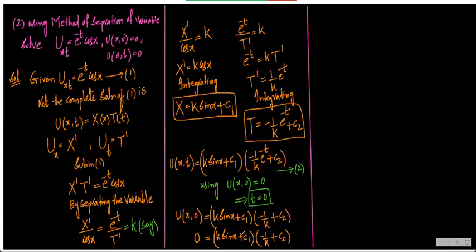But I want to say that this term will not be 0. Why? Because if this term is 0, then x will become 0, which is not possible. So I am assuming the second term will be 0. Then this implies that the second term, minus 1 upon k plus c2, is equal to 0. Then from this I will get our c2 value is equal to 1 by k.